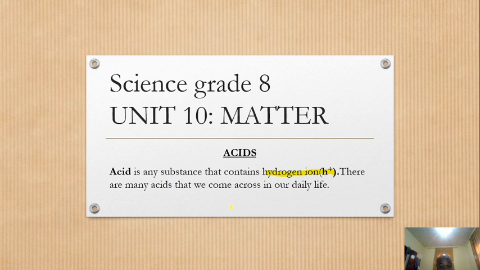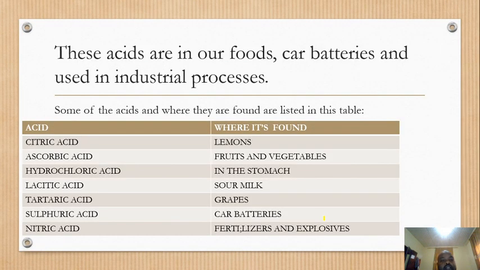There are many acids that we come across in our daily life. You will see acids on a daily basis. These acids are in our foods, car batteries, and used in industrial processes. So in all the foods we eat, there is some sort of acid, because we eat fruits and vegetables in which there are a lot of acids, right?